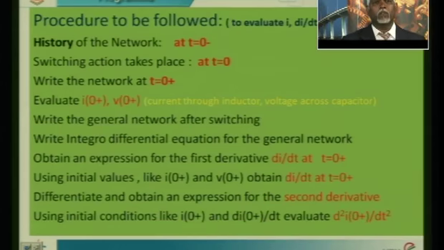The procedure to be followed: we know that we need to have a history. Switching action takes place at t equal to 0, write the network at t equal to 0 plus, evaluate i at 0 plus or v at 0 plus, write a general expression for di by dt and obtain the value for di by dt at t equal to 0 plus, and find the second derivative and obtain it.